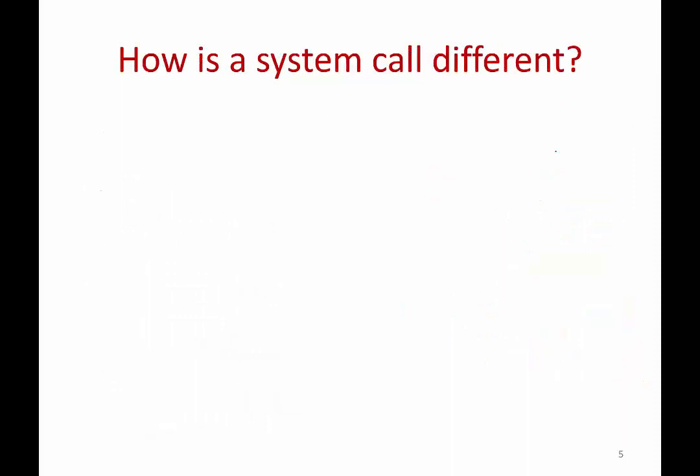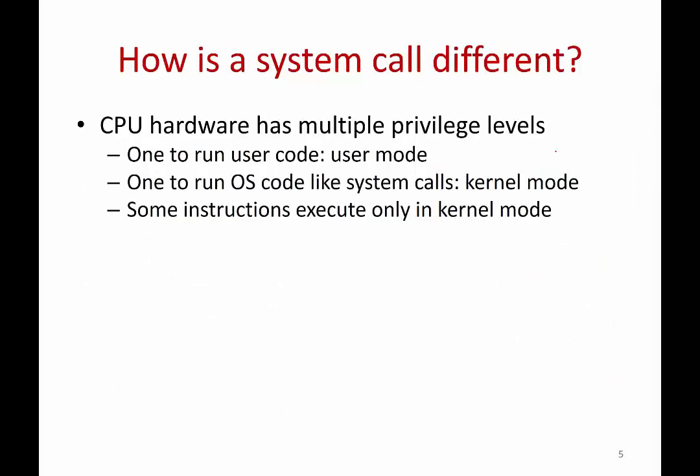So how is a system call different from a function call? It's different in a few respects. First of all, all modern CPUs have multiple privilege levels, right? When you're running user code, the CPU has a certain privilege level set, and when you're running operating system code, you run at a higher privilege level with more powers. When you're running user code, the CPU is set to be in user mode, and when it is running operating system code, kernel code, it is set to be in kernel mode.